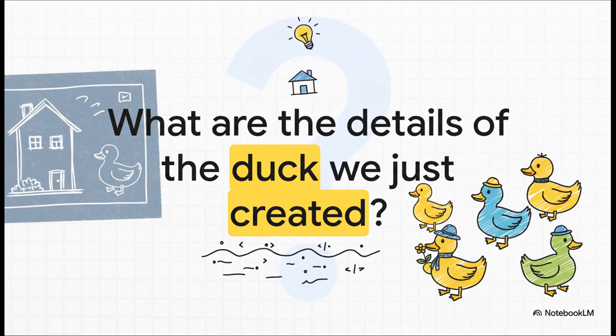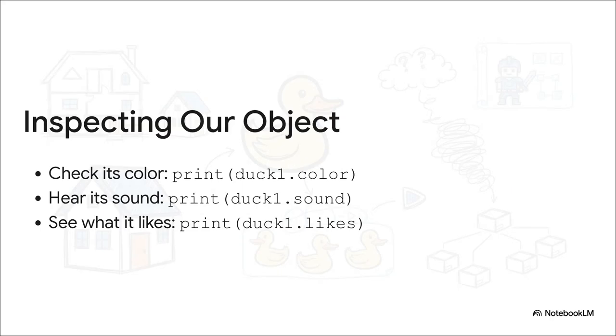So now that we've built it, we can actually check it out. It's a real thing in our program. So what are its properties? Did it come out looking like the blueprint we designed? Come on, let's find out. We can ask our brand new duck1 object about itself just by using a little dot. So duck1.color is like asking, hey, what color are you? This is basically the code version of walking through our new house to check if the painter used the right color. Let's see what we get.